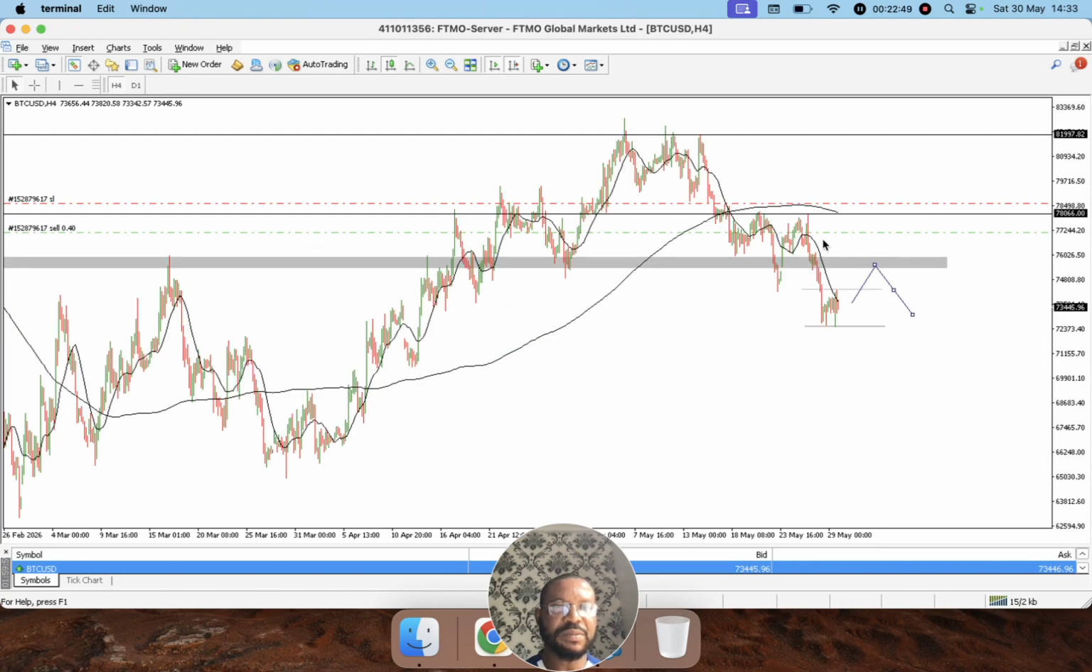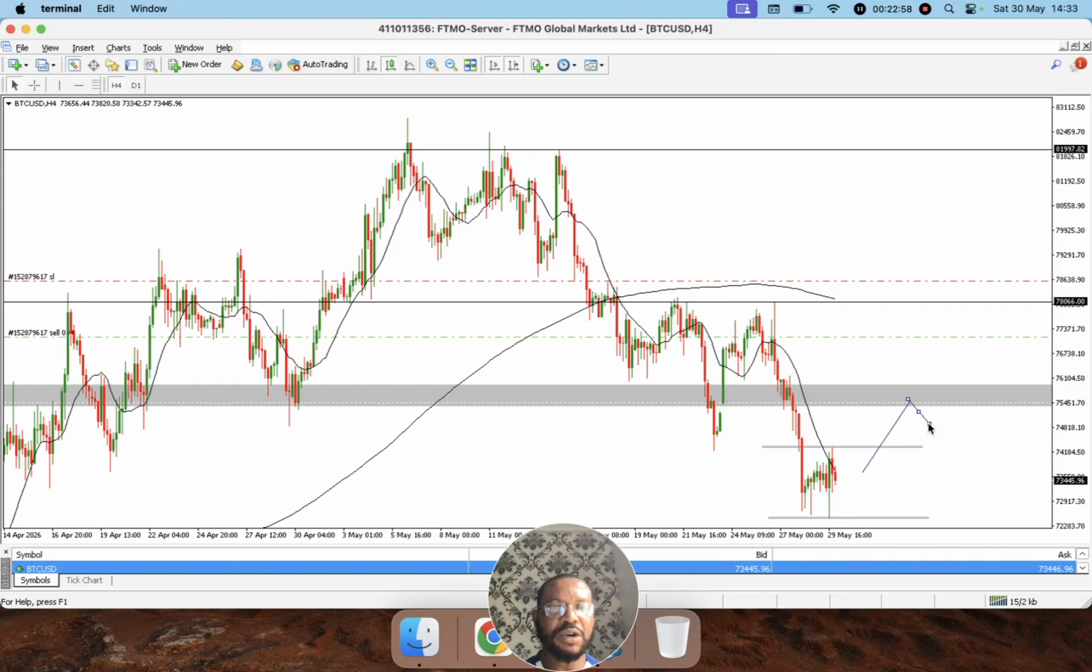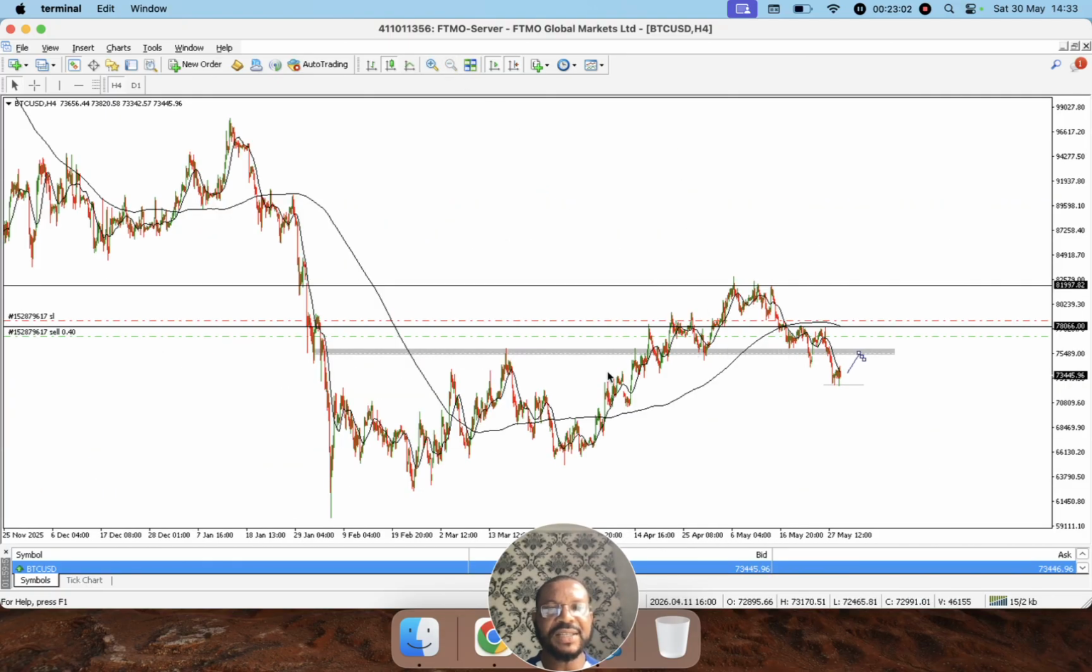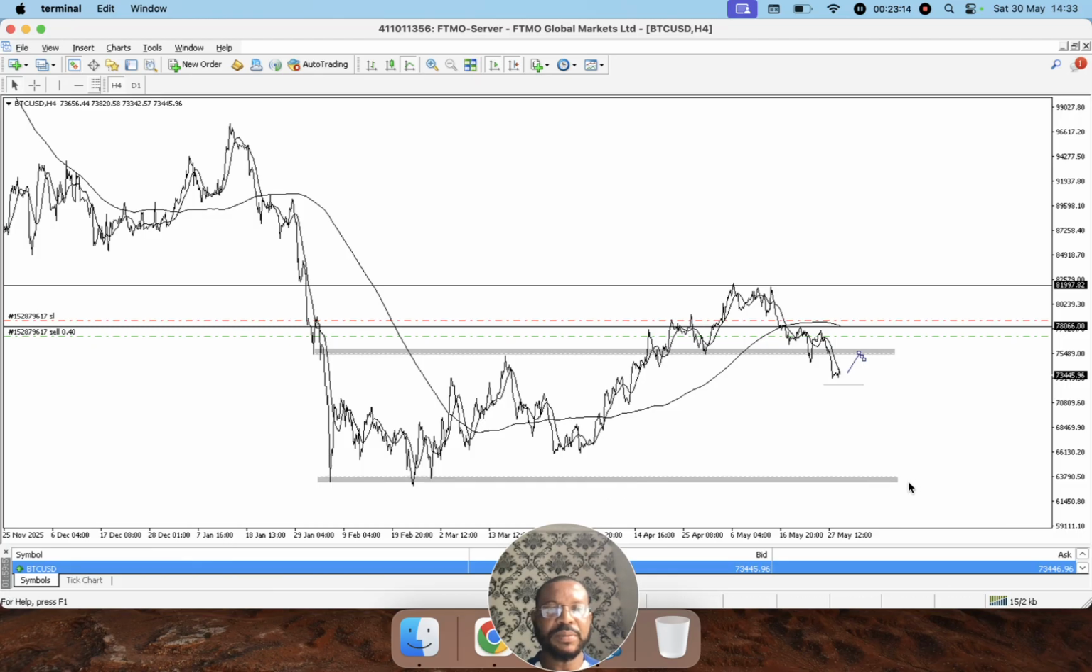If price rises to this my zone, breaks out of this range, rises to this zone, then from there, I'll wait for the sellers to come in and I'll join them. And where do I think the BTC-USD is going? I'm still of the opinion that at the minimum, the BTC-USD should come back to this support area. At the minimum, the BTC-USD should come back to this support area.